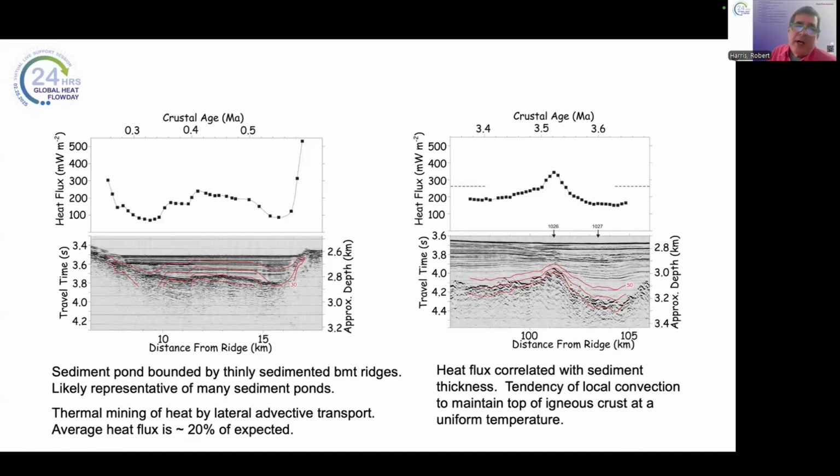Many ships now have dynamic positioning, and it's really good if you have a ship with dynamic positioning because when the heat flow probe is in the bottom, you want the ship pretty much over it. So when you pull it out of the sediment, it comes straight out instead of at an angle that might bend it.